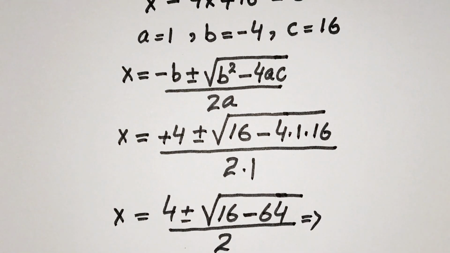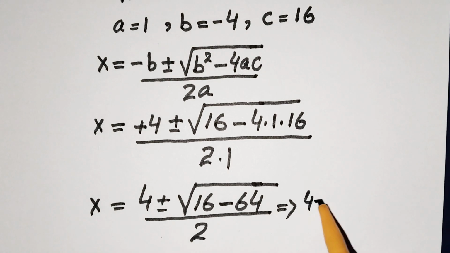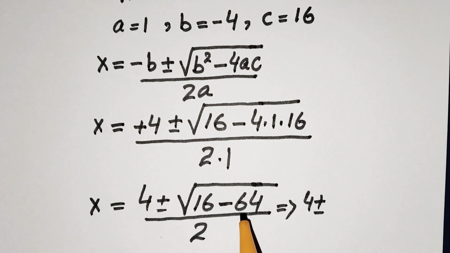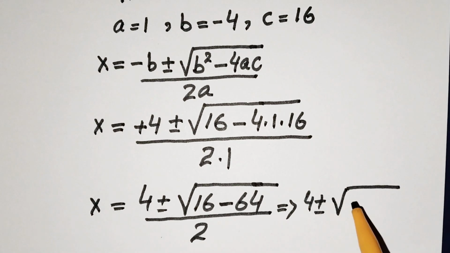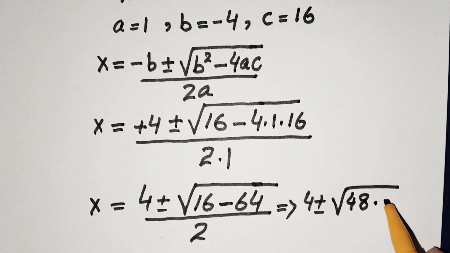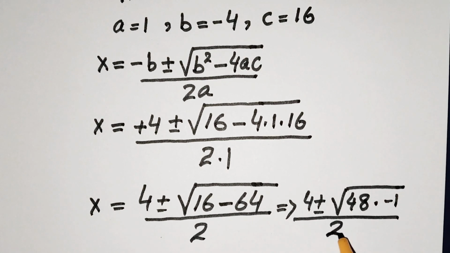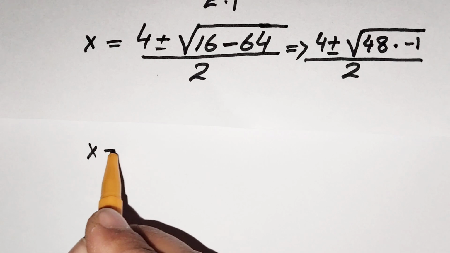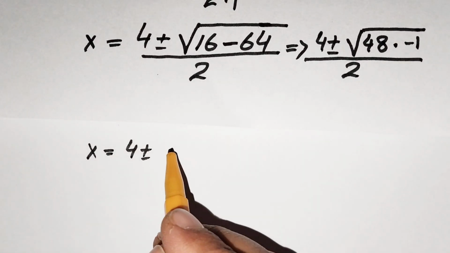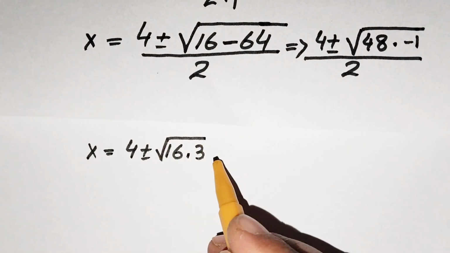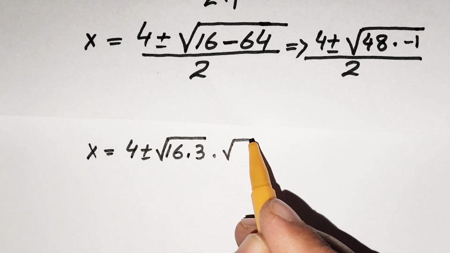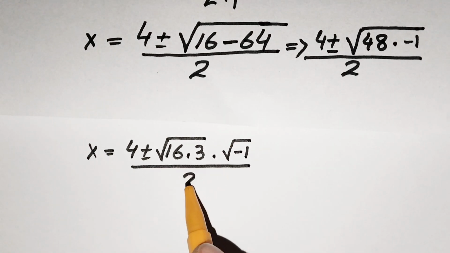So our next step is 4 plus minus square root of 16 minus 64, which gives minus 48. If we write this as the square root of 48 times minus 1, all over 2. So here x is equal to 4 plus minus the square root of 48, which can be written as 16 times 3, and then separately the square root of minus 1, all over 2.